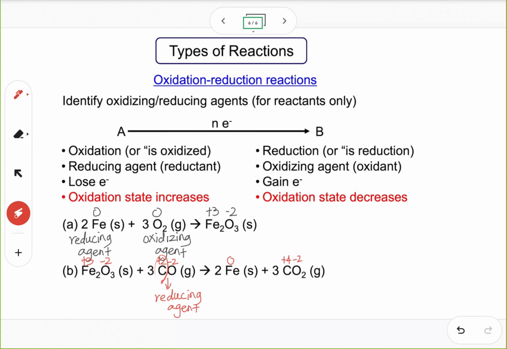Therefore, carbon is oxidized, and it's oxidized by Fe2O3. Therefore, Fe2O3 is the oxidizing agent. This is how we identify an oxidizing agent and reducing agent based on the oxidation state changes. We will do more practice in class, and let me know if you have any questions.